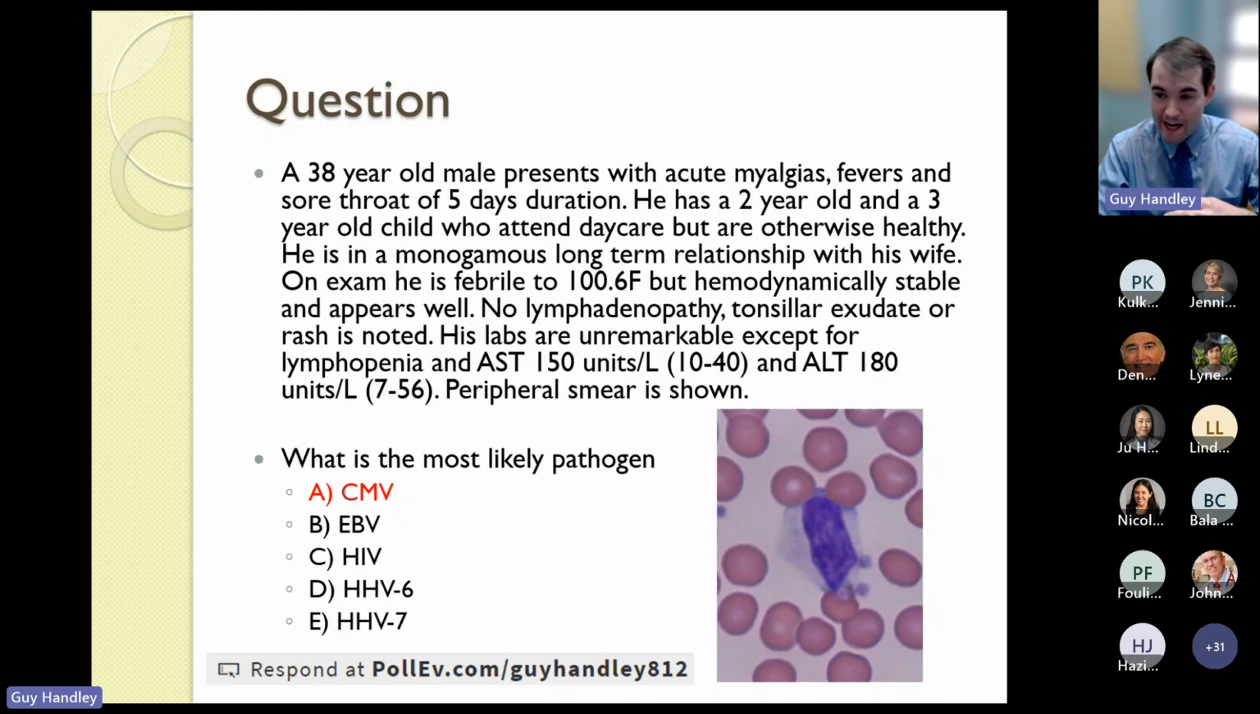Another favorite thing of ID boards is that transaminitis is more specific to CMV mononucleosis than EBV. So it's a very challenging question, I'll admit, but it shows up a lot on our boards because they want us to pick out which of these viruses that can all cause a similar presentation are at play.